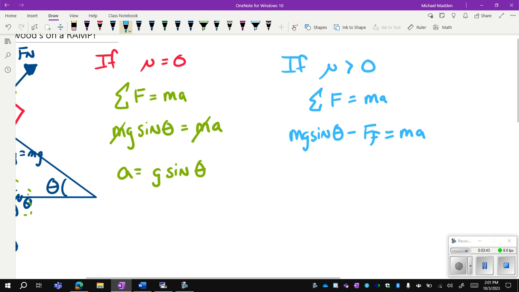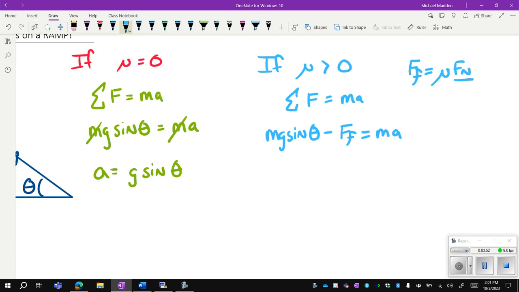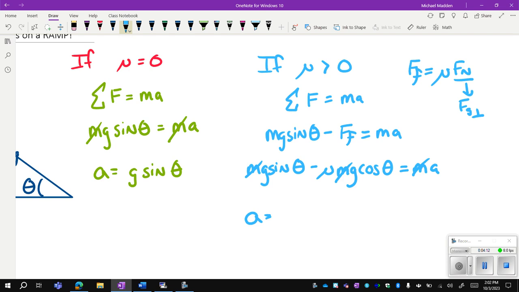But if you ask yourself, what is friction? The friction equation is the coefficient times the normal. But in this case, the normal is equal to the force of gravity perpendicular. So what I could do is plug in minus the coefficient times mg cosine theta, and that's equal to ma. And there's an m in every term, so the masses cancel out. This will be a common theme. And I could also factor out a g, so I have g times sine of theta minus mu cosine theta, and that's equal to my a.